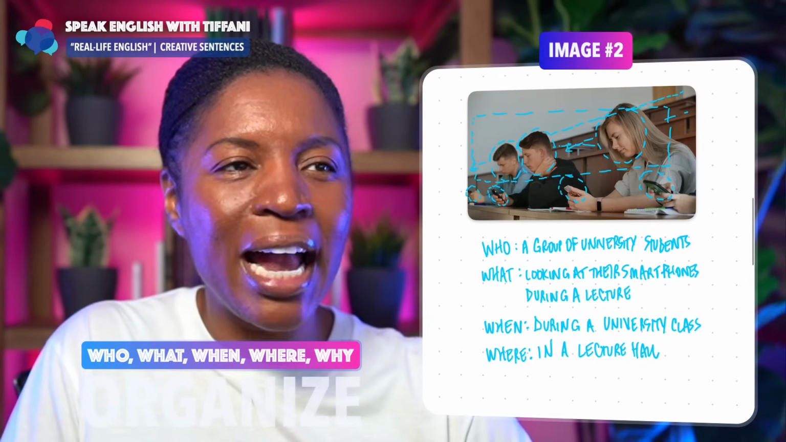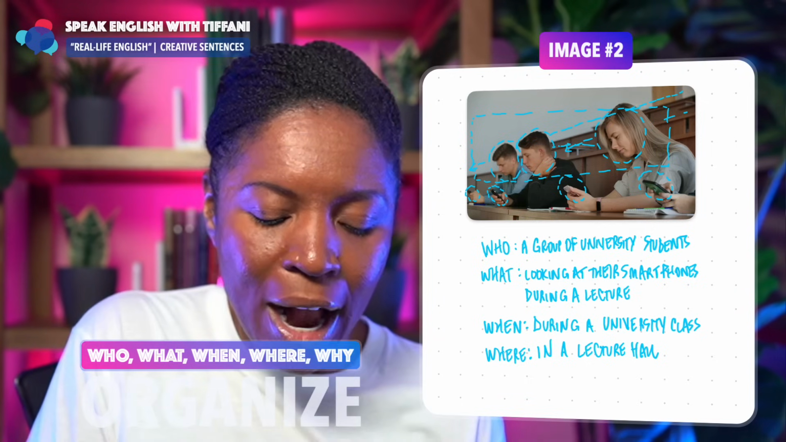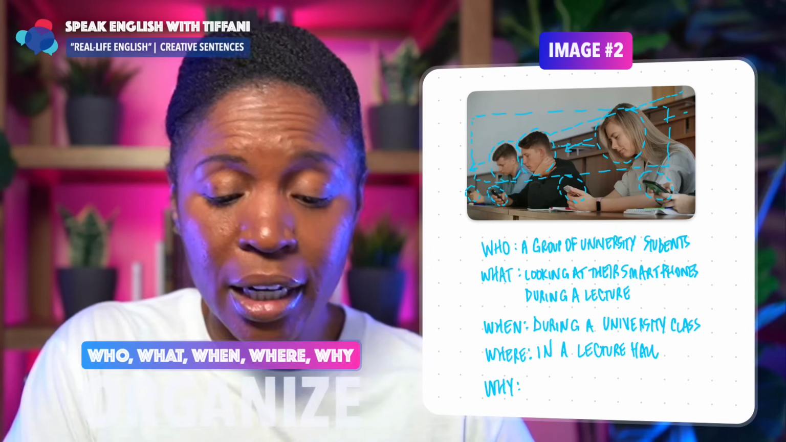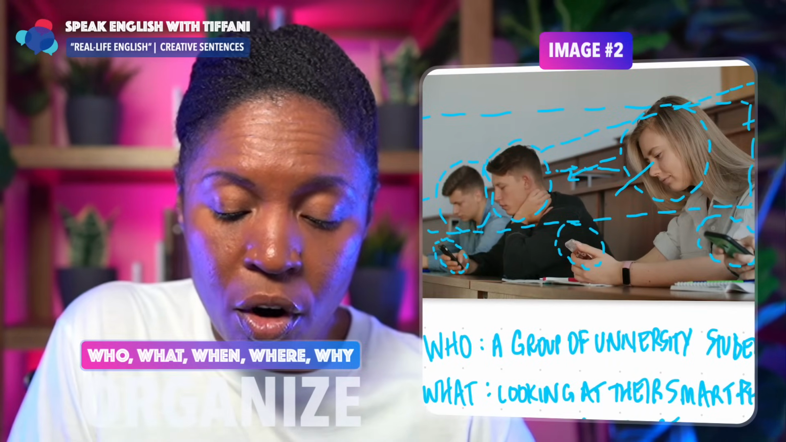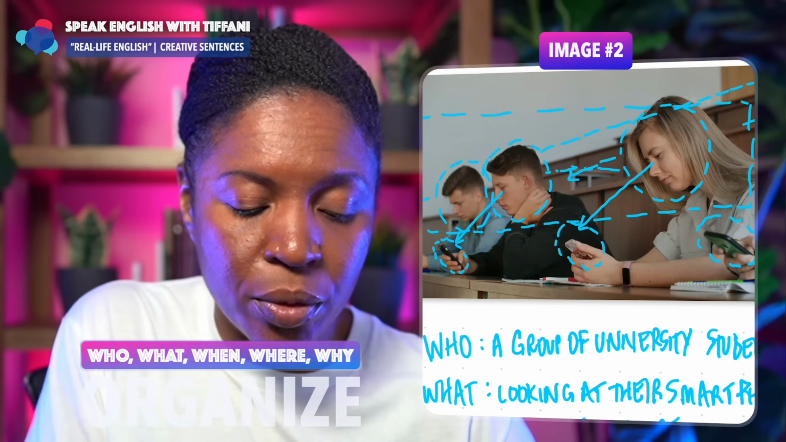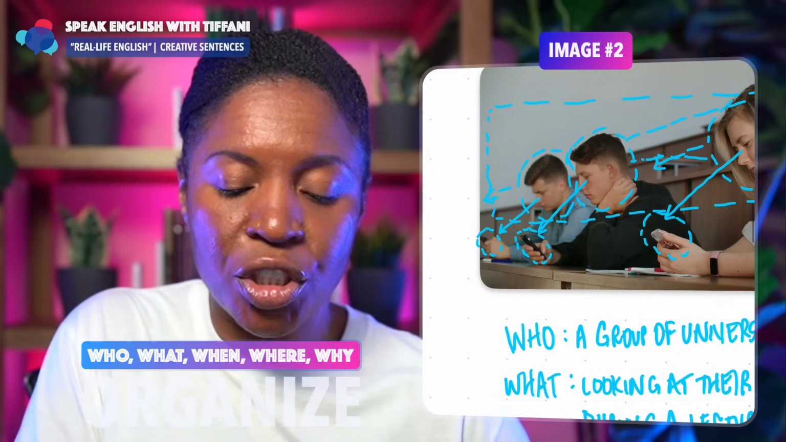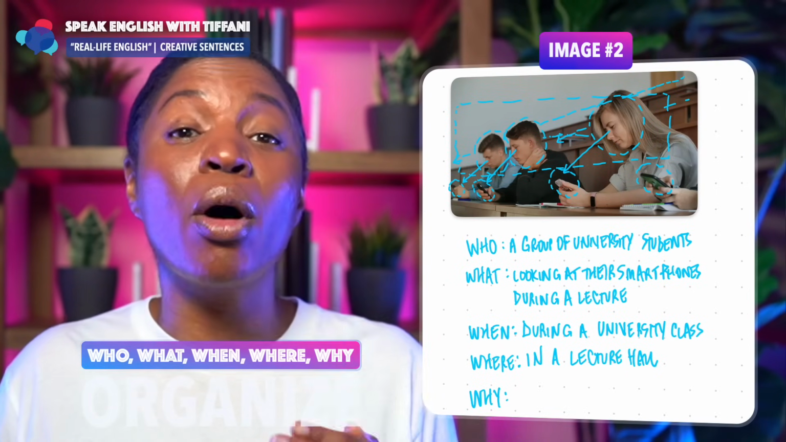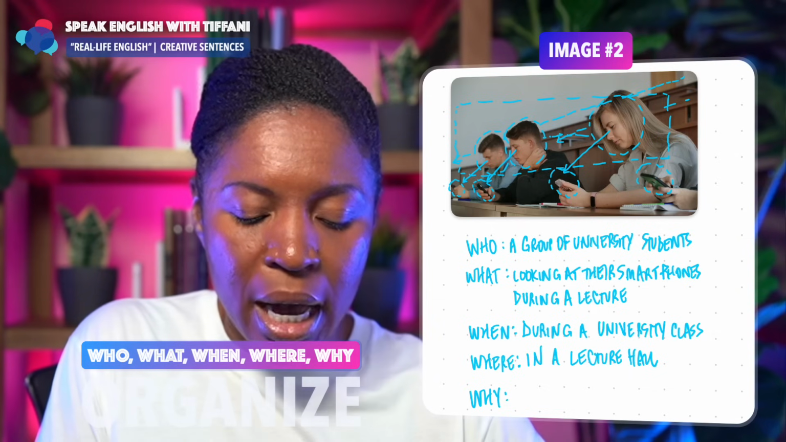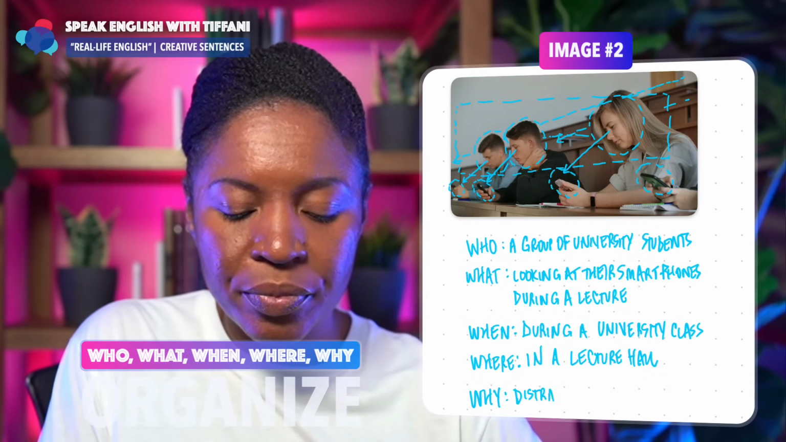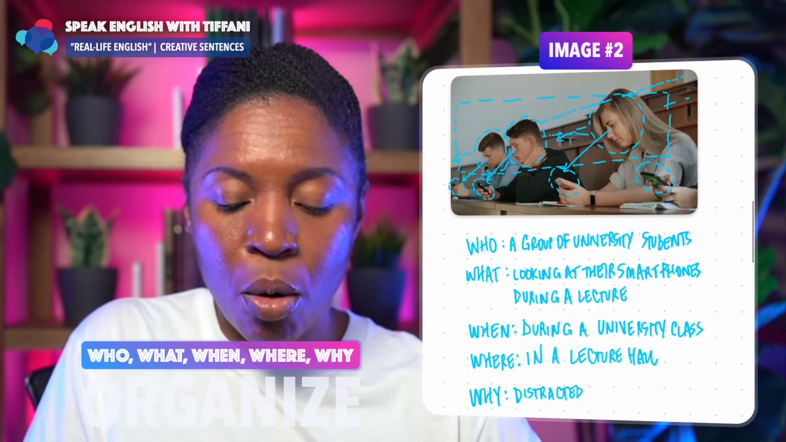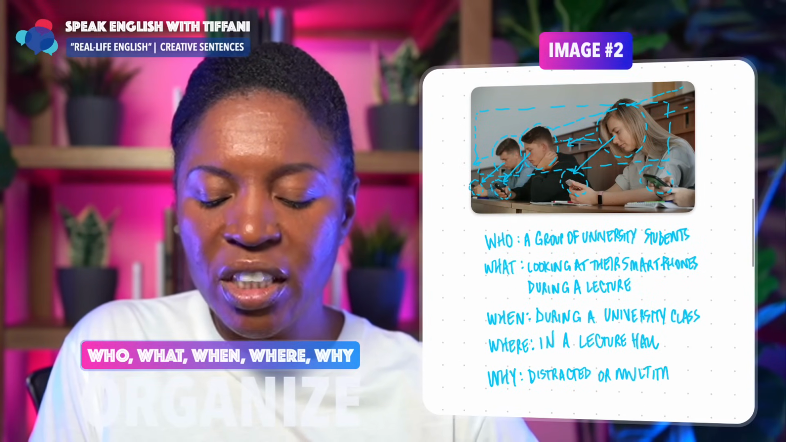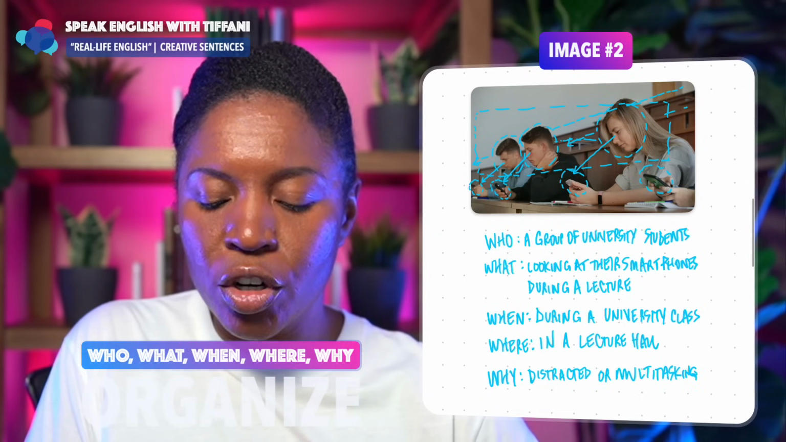And why? Why do we think this is happening? Why are they on their phones? So for me personally, I'm going to look at their eyes. It looks like, again, they're all very focused on their phones. So they're not paying attention. That means they are distracted. So I'm going to say distracted or multitasking during the lecture. Okay?